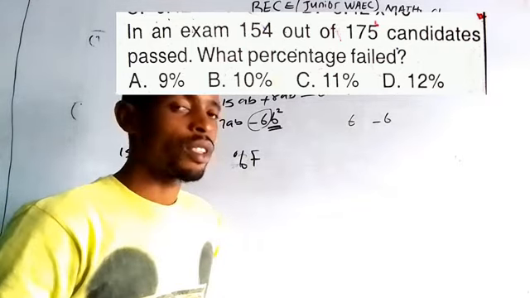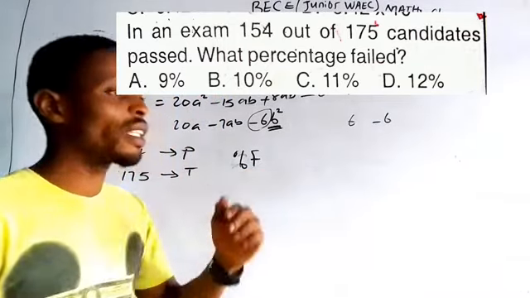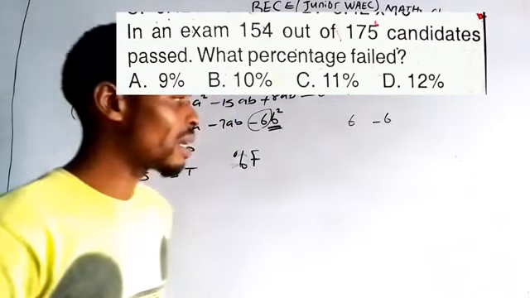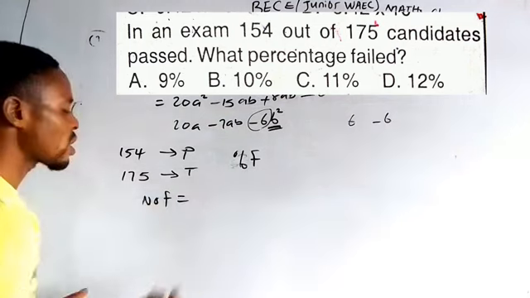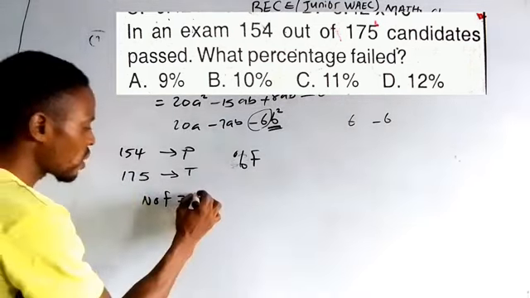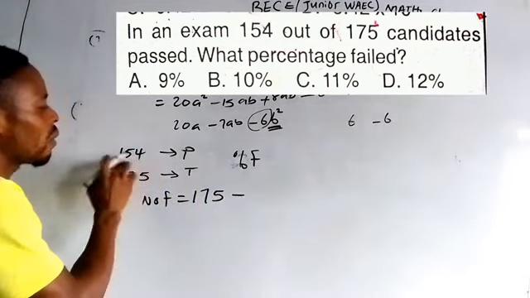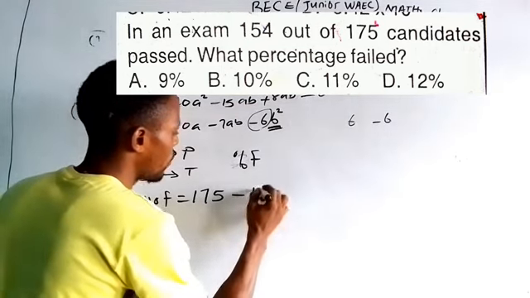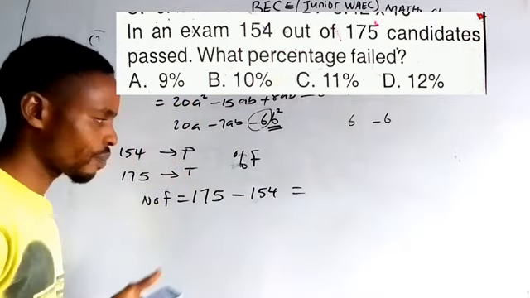It's very simple. Before you find the percentage of students that failed the exam, you have to find the number of students that failed the exam first. The number of students that failed the exam is equal to the total students that started the exam, that's 175, minus the number of students that passed the exam, that is 154. So that will give us the answer.